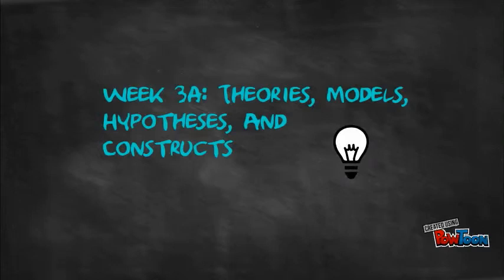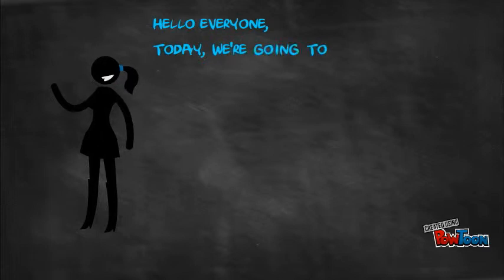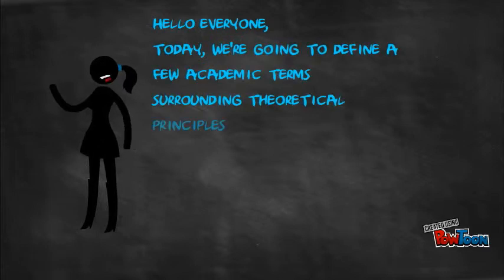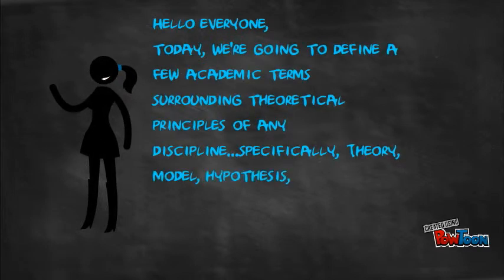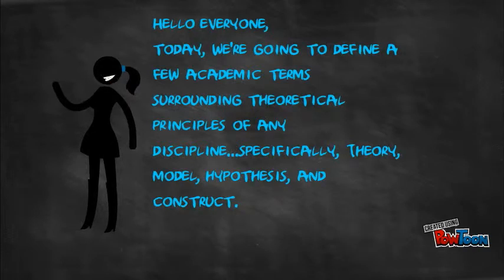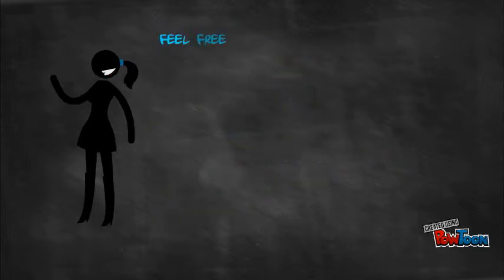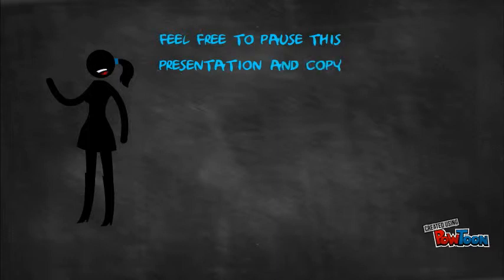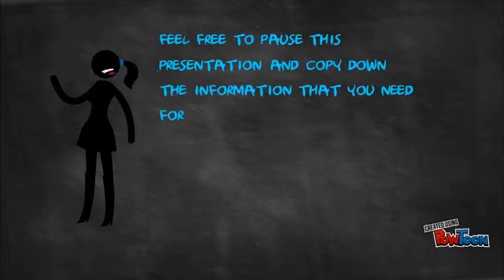Hello everyone. Today we are going to define a few academic terms surrounding theoretical principles of any discipline, specifically theory, model, hypothesis, and construct. After we define these terms, I will show a graphic organizer on the screen. Feel free to pause this presentation and copy down the information that you need for future reference. If you have any questions, please post them on the real-time board site.